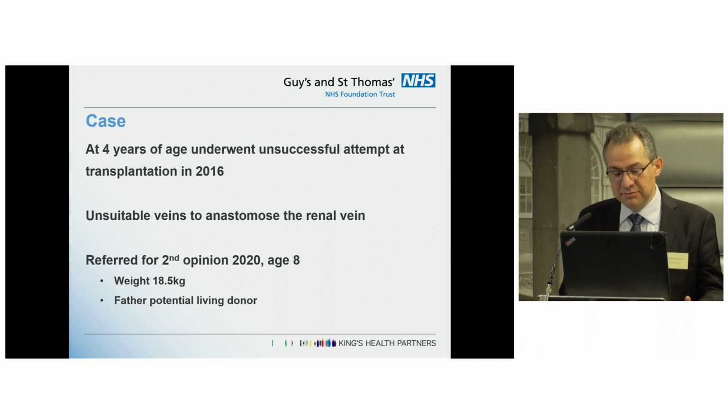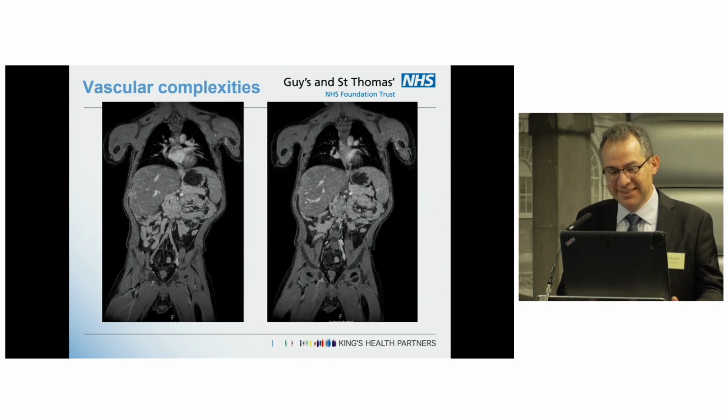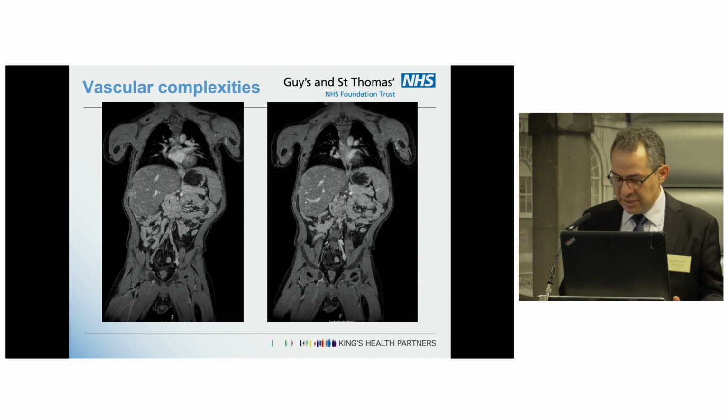By that time, luckily, the child was 18.5 kilograms. And the other good thing, as we indicated yesterday, we were not sure where to put the kidney, so we explored the child first before taking the kidney out from their dad. This was the scan of that child. On the left is the arterial tree, so you can see the aorta and the common and external iliac arteries, and on the right, what can you see? It's the venous side.